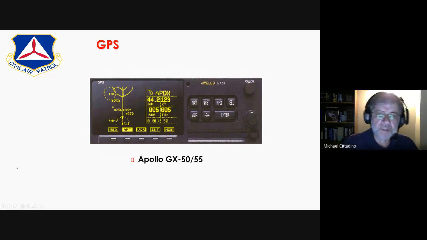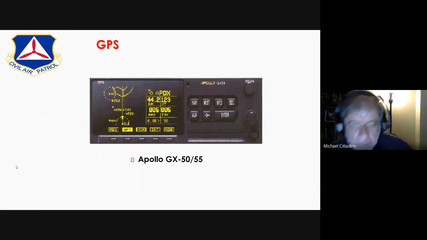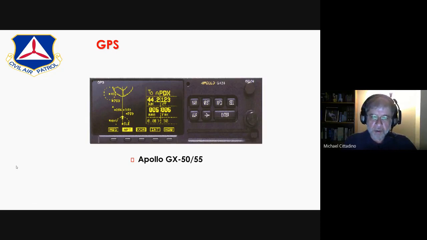CAP aircraft have GPS systems in them. In this picture here is an Apollo GX55. This is present in some CAP aircraft. Other CAP aircraft may have different GPSs in them. Several CAP aircraft use glass panels with the Garmin 1000 GPS, which is beyond the scope of what we're going to talk about tonight.